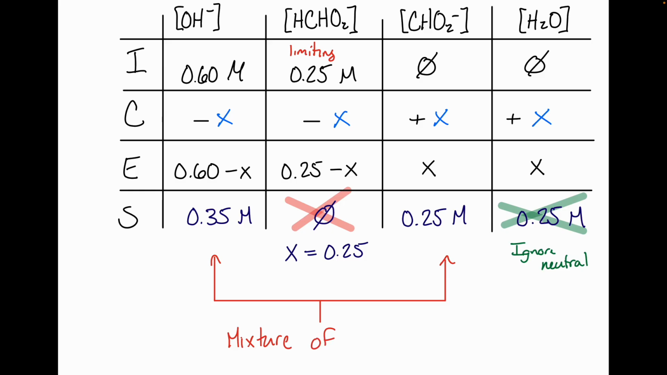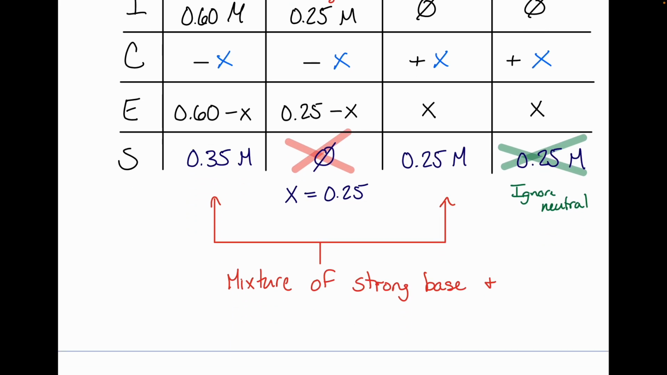My hydroxide is what? What do we know about hydroxide? That's a strong base. And what about the CHO2 minus? Yeah, so it doesn't have a donatable proton. It's the conjugate base of my weak acid. So we have a mixture of a strong base and a weak base.